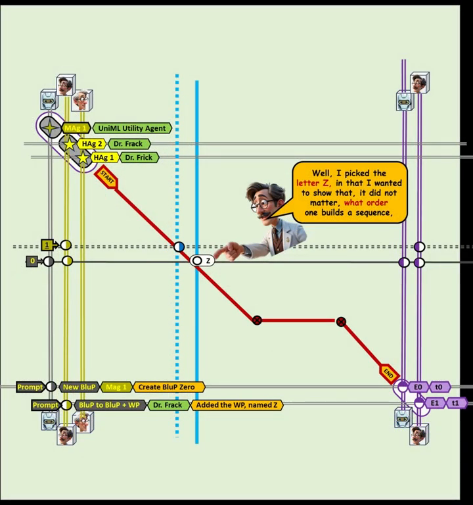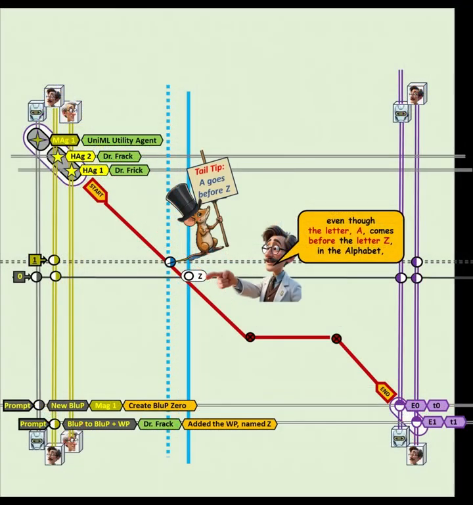Well, I picked the letter Z, in that I wanted to show that it did not matter what order one builds a sequence, and thus chose to make the last letter, the letter Z, to be the first white pearl to be created in this sequence of white pearls, even though the letter A comes before the letter Z in the alphabet. And thanks Little Mouse for pointing out where the A white pearl will go, that is, if created next. Wow, that was a bit of an involved answer. Now, I am sort of sorry I asked the question to begin with.